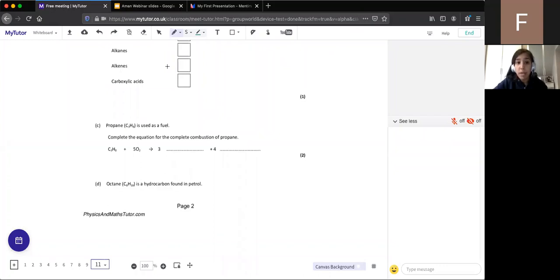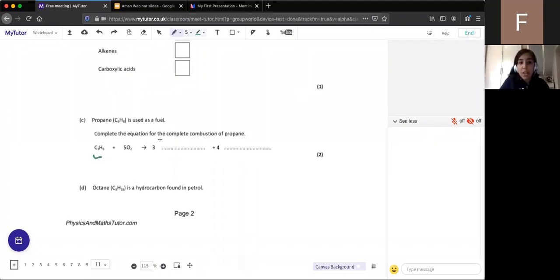Yep, great. CO2 and H2O. So I think the hard thing here is just to make sure that you put them in the right order. If we have a look, there are 3 carbons on the reactant side. So that means it's going to produce 3 CO2 because we want 3 carbons, and 4 H2O. So well done, everyone who answered that correctly.